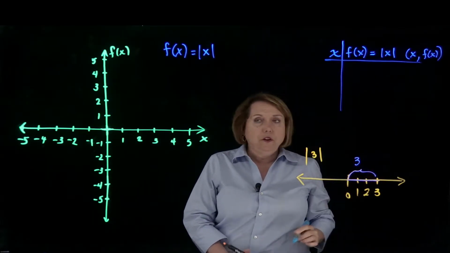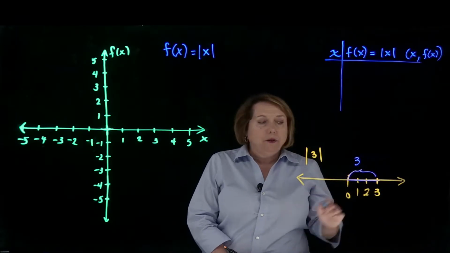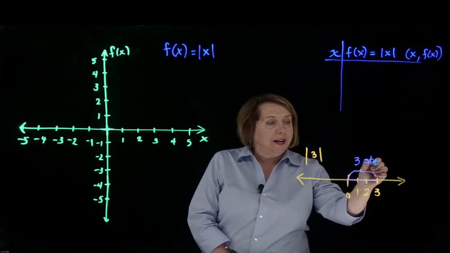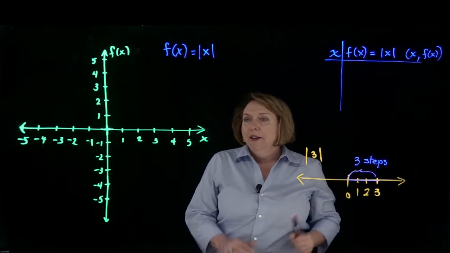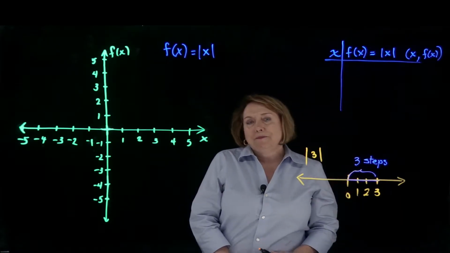So it's like if you were standing at 0 and you needed to get to 3, you would take 3 steps to get to the number 3. Don't let this fool you or worry you. That's all the vertical bars mean.